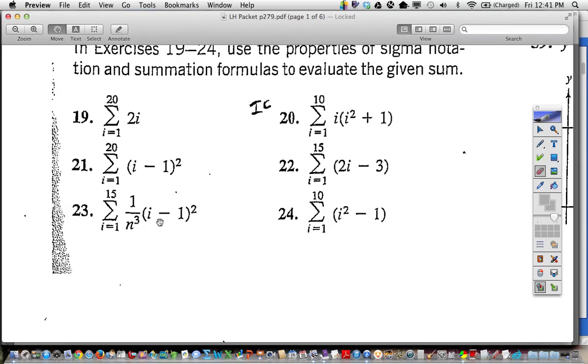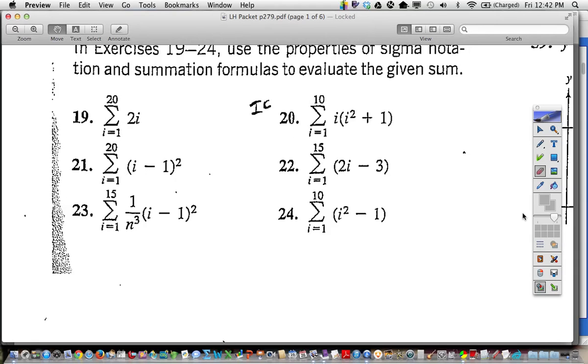The only difference is this has a 1 over n cubed out in here. That makes this one a little confusing, because this n is not the same as this 15. In the formula, when we do the formulas, we'll use 15 for all the n's, but not this one. So let's just ignore that one for right now, because I'm not going to give you one like that in the quiz anyway. So let's do 21.